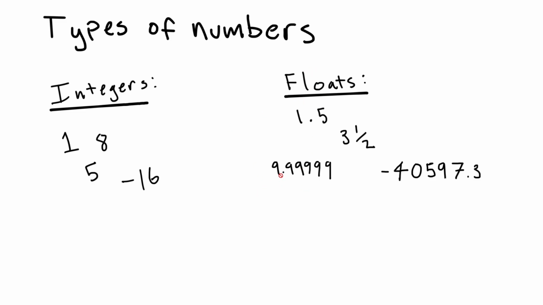They're called floats because the decimal point can float along the number and take any place from the right to the left of the number as you need more or less precision.